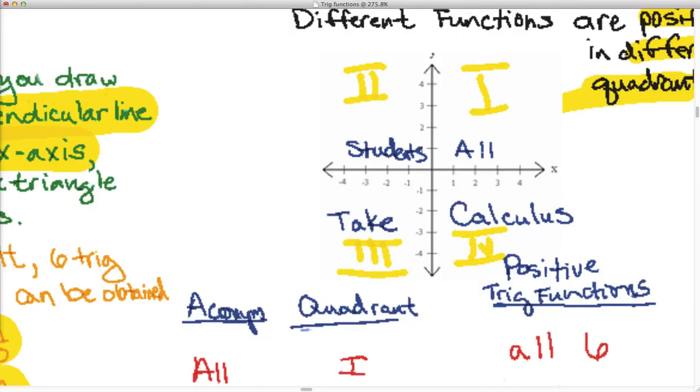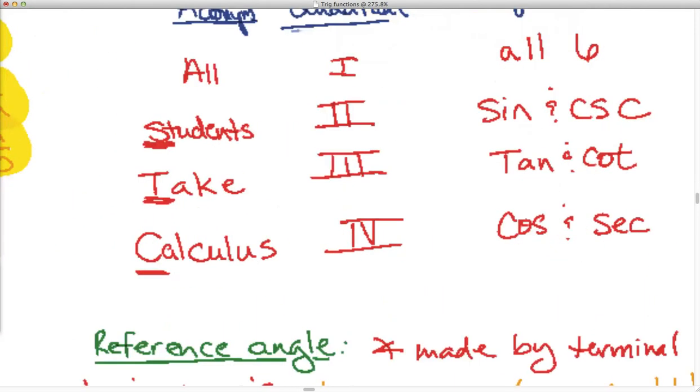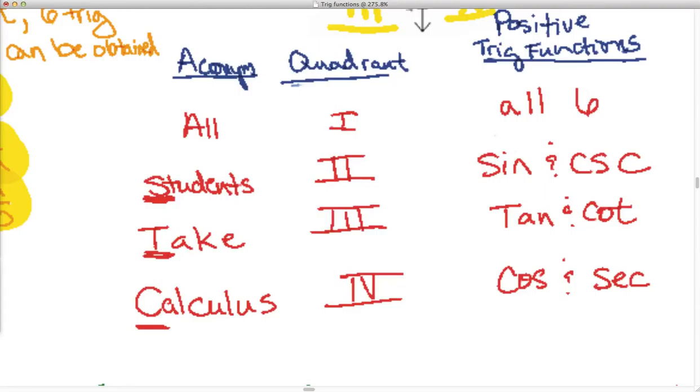Okay, and based off of that, there's an acronym that says all students take calculus. So all students take calculus. And the way that helps us is we know, based off the first letter, which ones are positive where. Let me show you what I mean by that. So we have all of them, which is pretty self-explanatory. In the first quadrant, they're all positive, so no acronym needed.